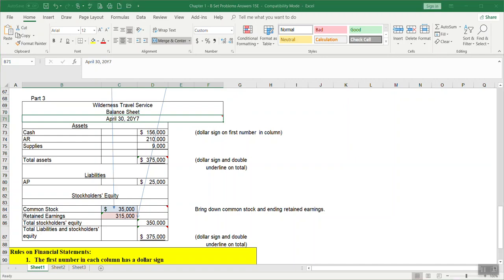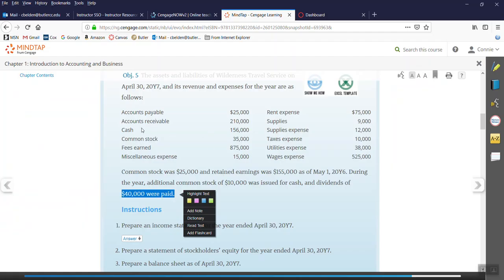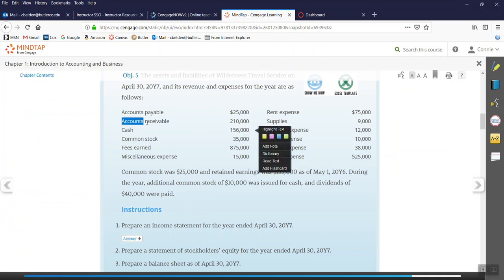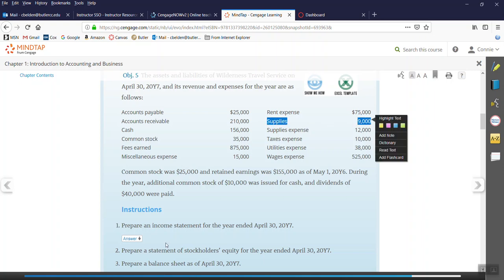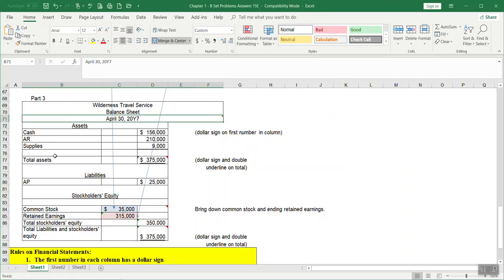And in the problem, I see there are 3 assets listed. Cash, 156. Accounts receivable is money that's owed to you for 210. And then supplies of 9,000. Now, when we list them on the balance sheet, we do want to go most liquid to least liquid. So we always start out with cash.